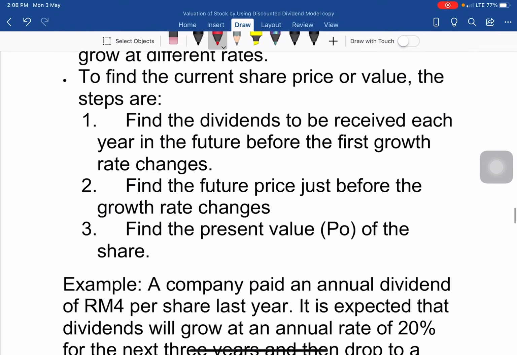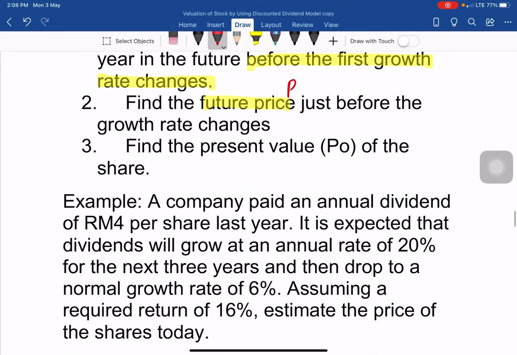So there are 3 steps to be followed. Alright, so number 1, find the dividends to be received, the dividend to be received each year in the future, up to just before the first growth rate change. Okay. And then number 2, find the future price, meaning PN, the future price, just before the growth rate change.